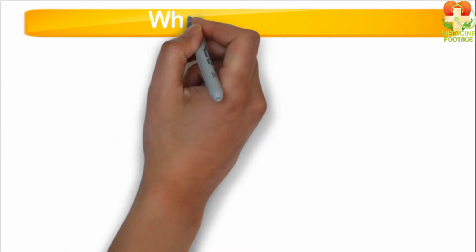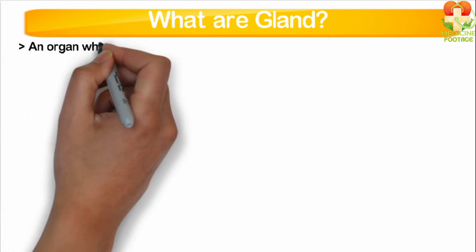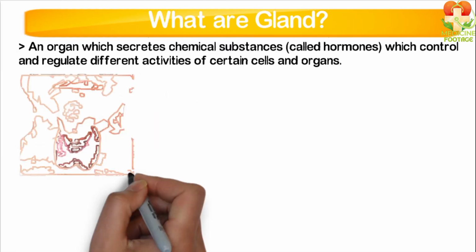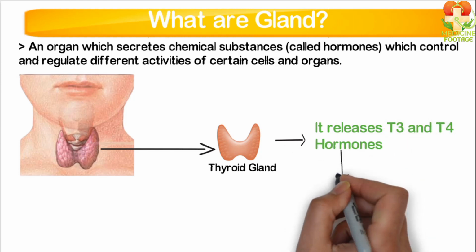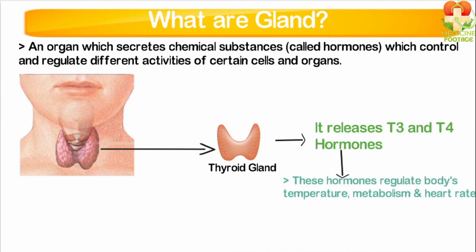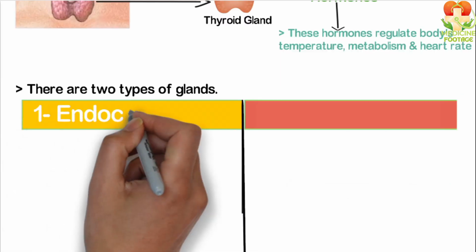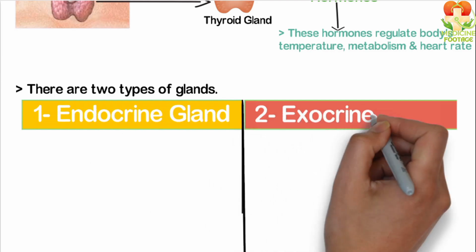Students, whenever we study hormones, we also study glands. Now, what are glands? Glands are organs in our body that release certain chemical substances, and those chemical substances are called hormones. And those hormones control and regulate various activities in our body. Students, glands are of two types. One is endocrine glands and the other is exocrine glands.